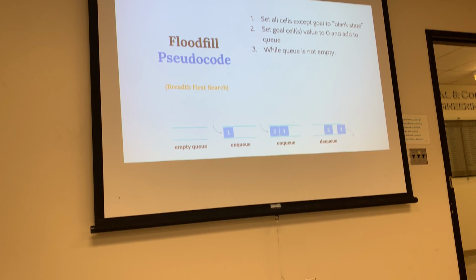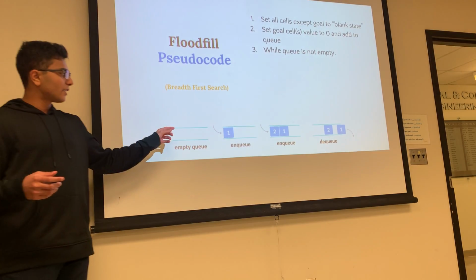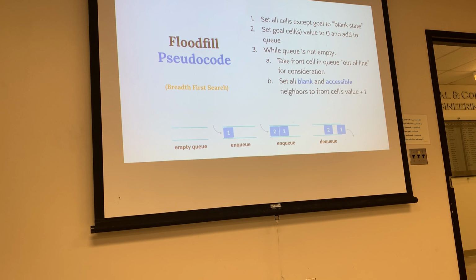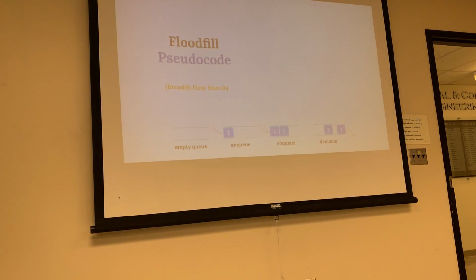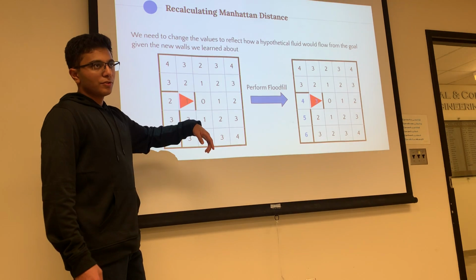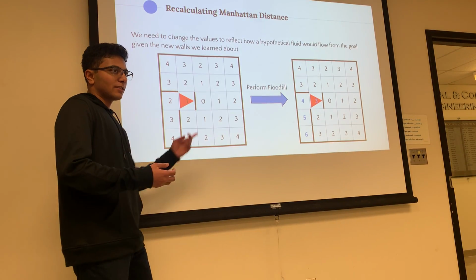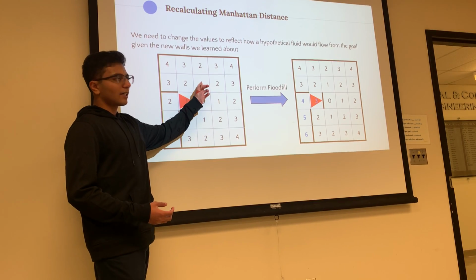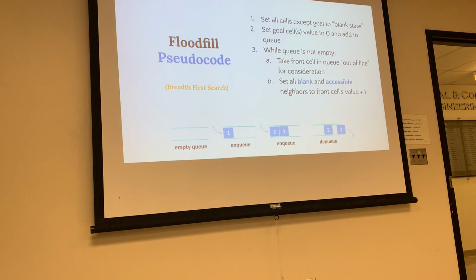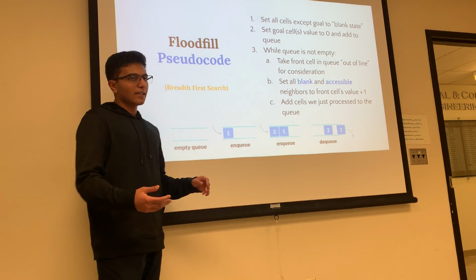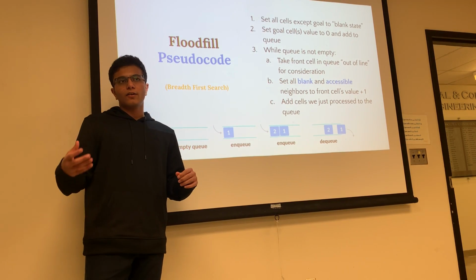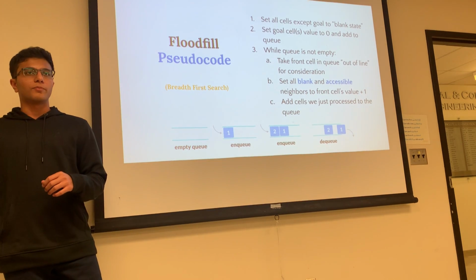Basically, while the queue is not empty, you keep taking squares out of the queue, and then you look at the squares that are next to the square that you took out. So for example, if we go back to this example, we set the goal square to 0, and we add it to the queue. Since the queue isn't empty because it still has the 0 square in it, you take it out, and look at the squares around it. Then you add 1 to the current Manhattan distance, and set that as the new Manhattan distance for the squares around the square you just took out. Then you add all those squares back into the queue, and keep repeating this process.